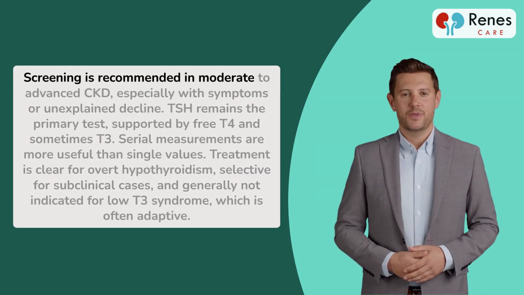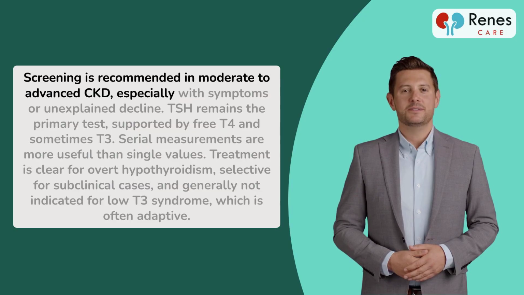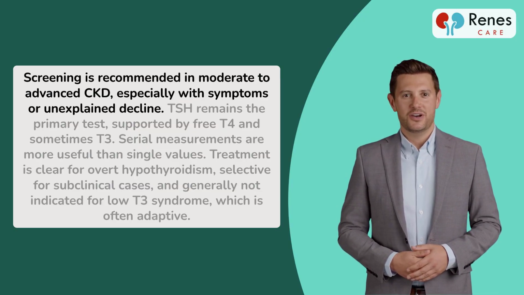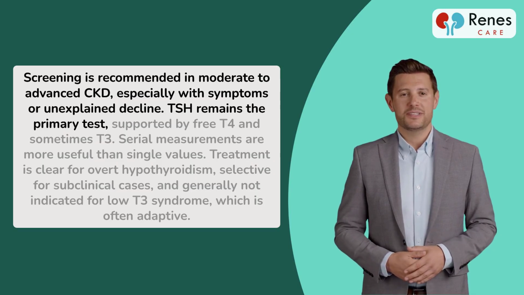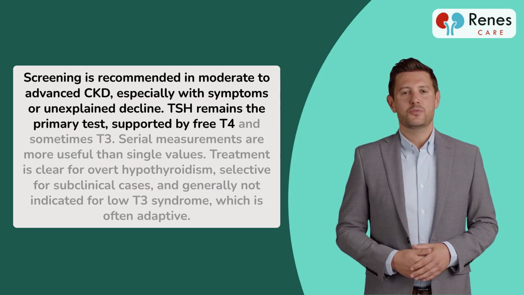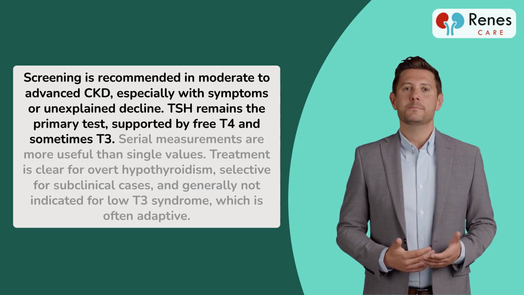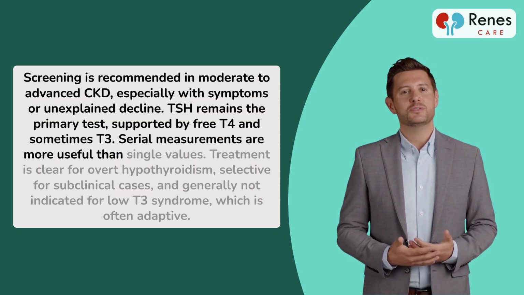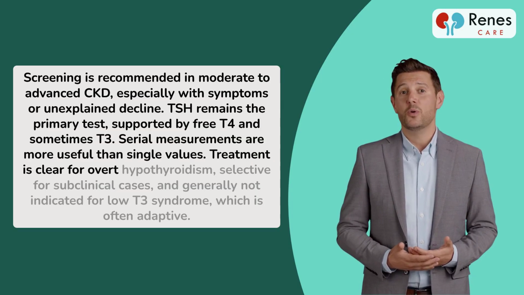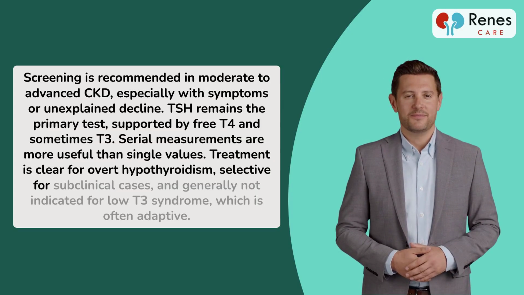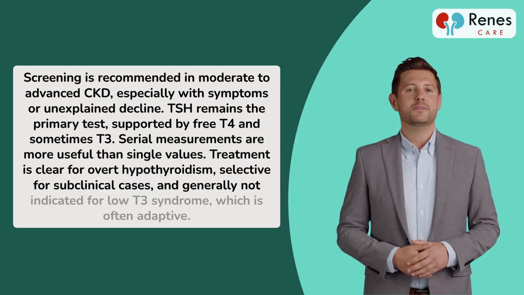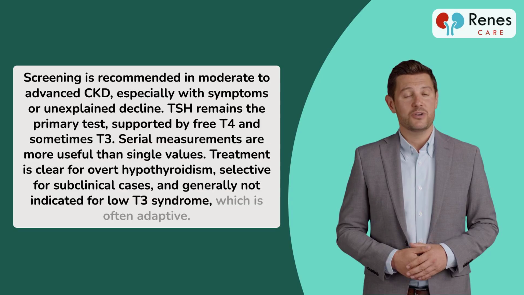Screening is recommended in moderate to advanced CKD, especially with symptoms or unexplained decline. TSH remains the primary test, supported by free T4 and sometimes T3. Serial measurements are more useful than single values. Treatment is clear for overt hypothyroidism, selective for subclinical cases, and generally not indicated for low T3 syndrome, which is often adaptive.